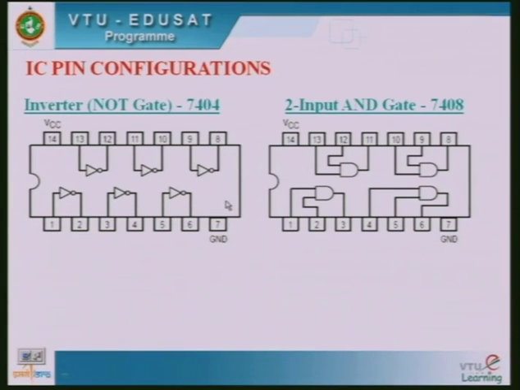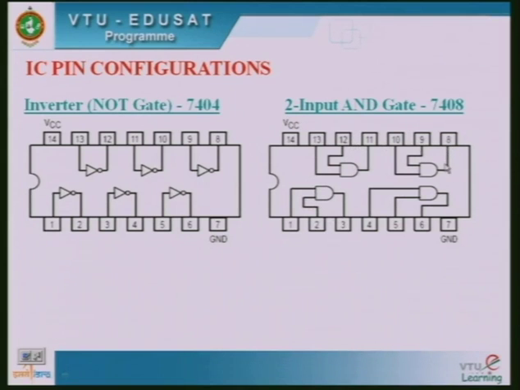Here the internal construction of the AND gate is shown, that is 7408. In this, 4 AND gates are made available. Because there are 2 inputs and 1 output, out of 14 pins, 2 pins are already used for the source, and only the remaining 12 pins are available. So 3 pins for each gate multiplied by 4 gates, the remaining 12 pins are used like this.